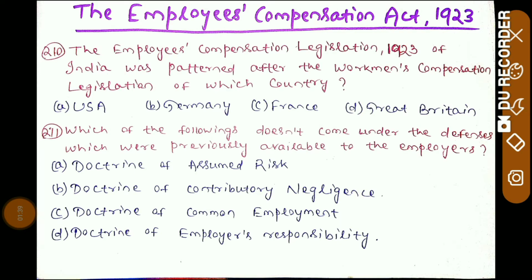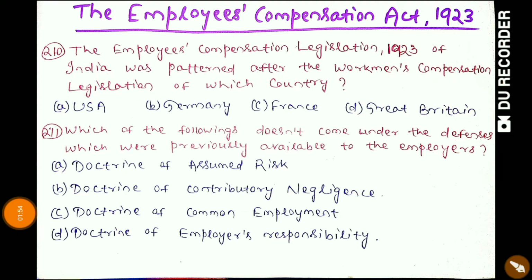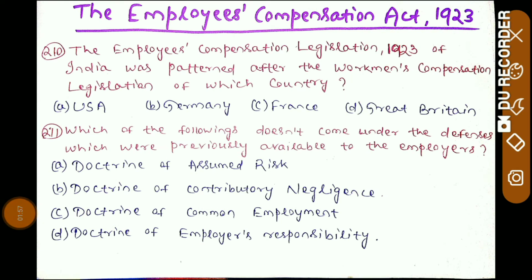So let's start. The first question: the Employees Compensation Act 1923 of India was patterned after the workmen's compensation legislation of which country? USA, Germany, France, Great Britain. So the Employees Compensation legislation of 1923 was patterned after the workmen's compensation legislation of Great Britain, as almost all the acts follow the Great Britain Act. So here the workmen's compensation also follows the Great Britain Act.